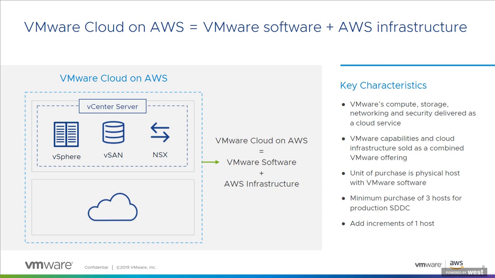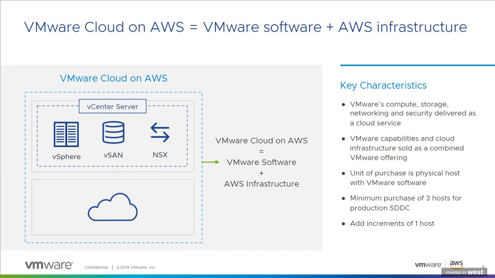So VMware Cloud on AWS is comprised of VMware software plus AWS's global infrastructure. That means you'll have the VMware stack on AWS infrastructure, giving you VMware's compute, storage, networking, and security, all delivered as a cloud service. Okay, so this is fully managed and maintained by VMware.